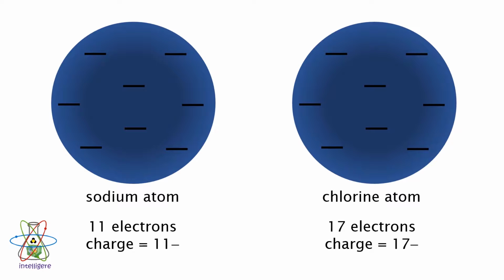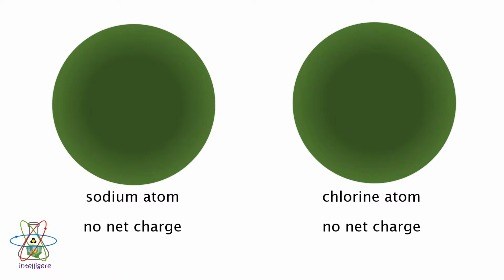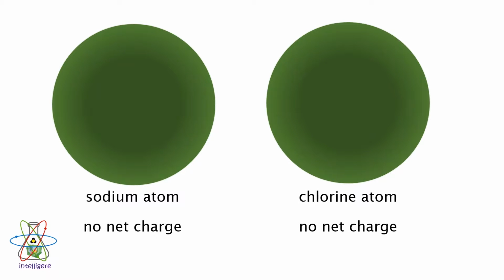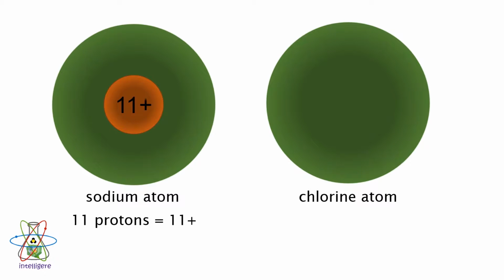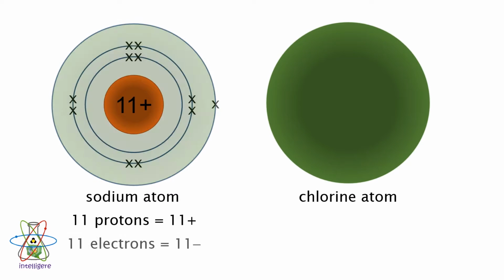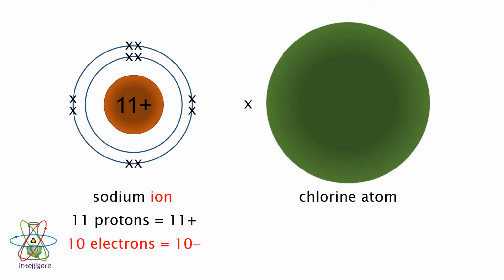All atoms have the same number of electrons as protons, which results in atoms having a zero net charge. The outer electrons in atoms located on the left and centre of the periodic table are weakly held and are easily lost. Losing electrons decreases the electron shielding, producing an overall net positive charge.